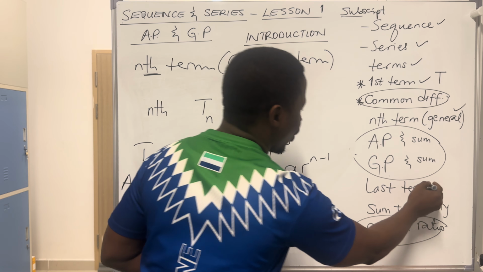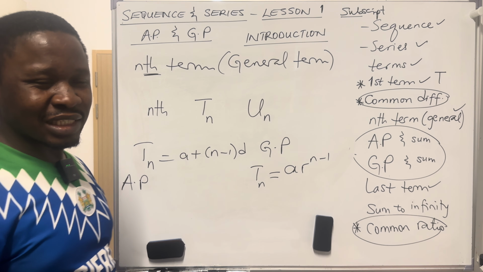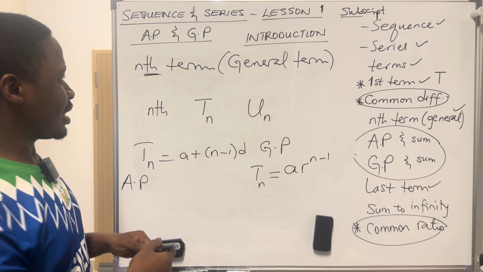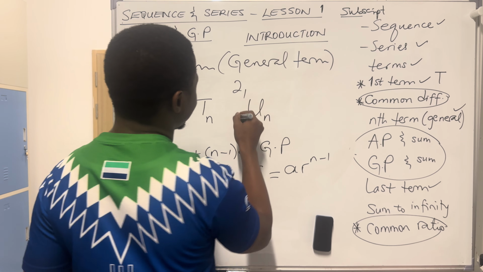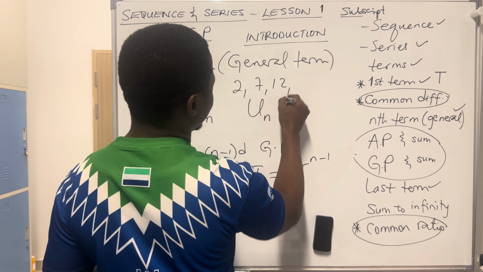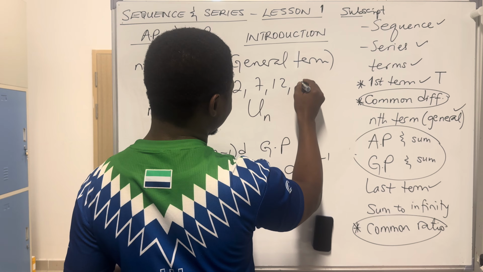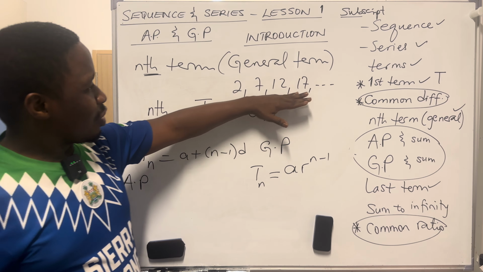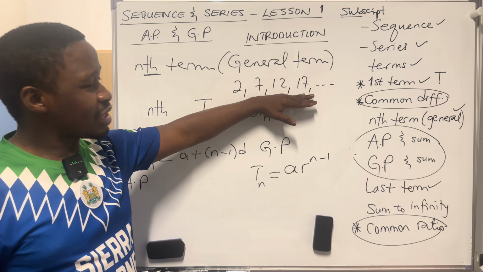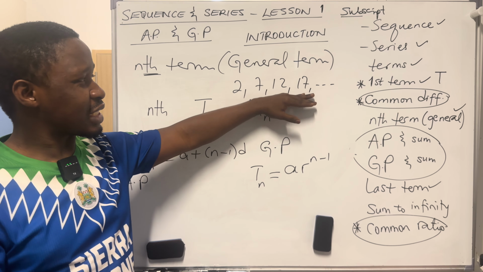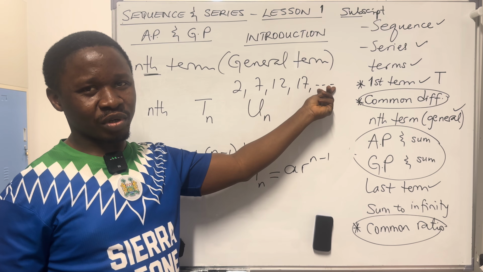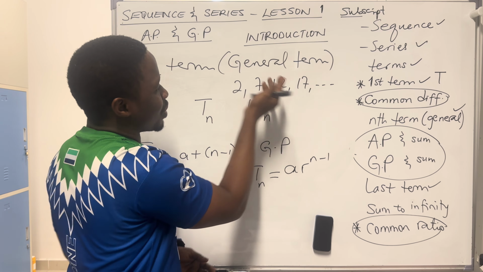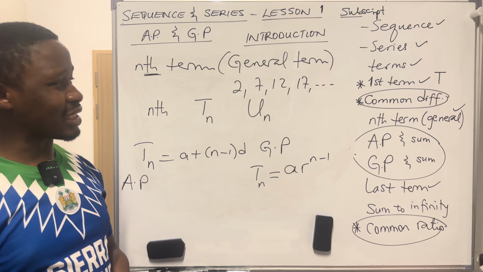Yeah, what do we call last term? Last term, as the word implies, last. If you have like 2, 7, 12, 17, what sequence is this? This one is what? An infinite sequence. It does not end. The last term is not known. So because there is no last term, we cannot get a last term here.